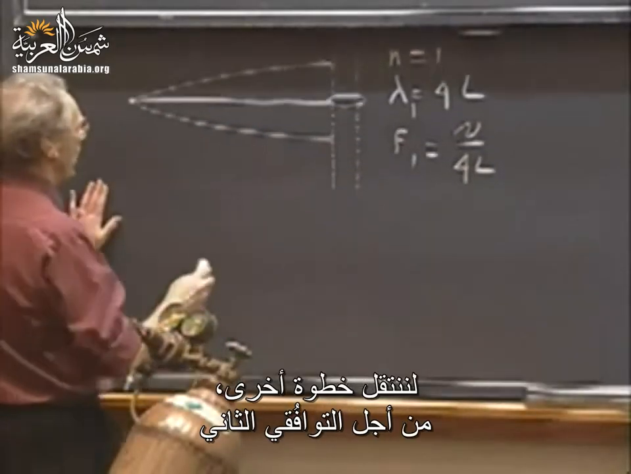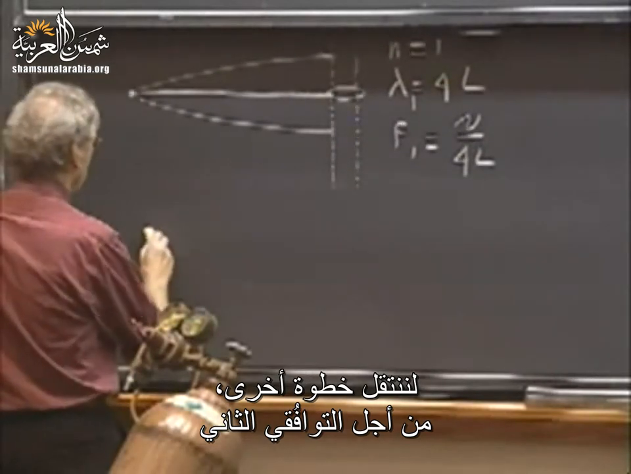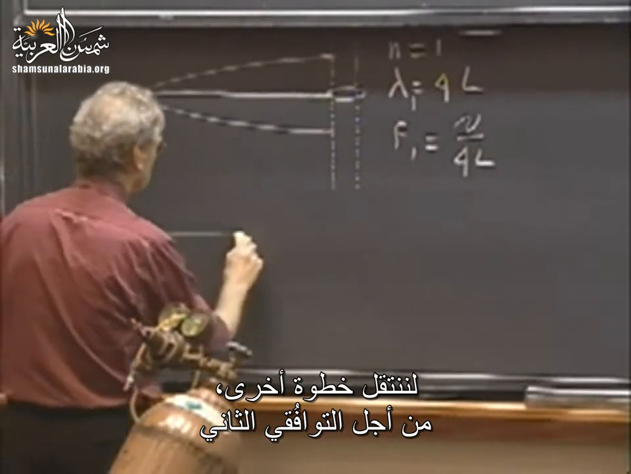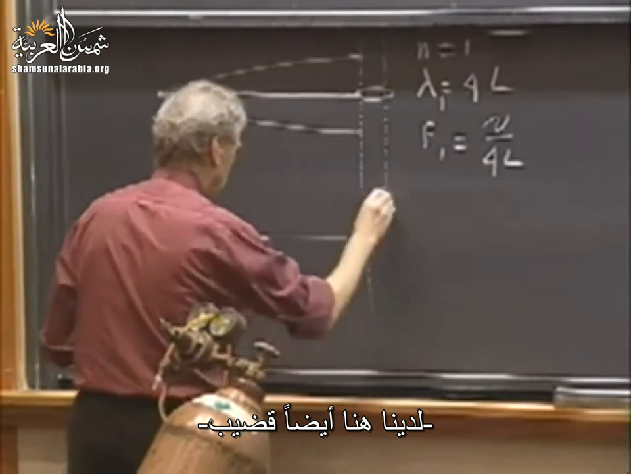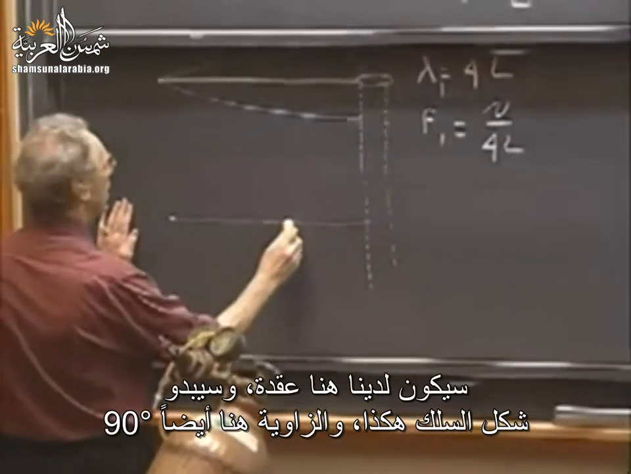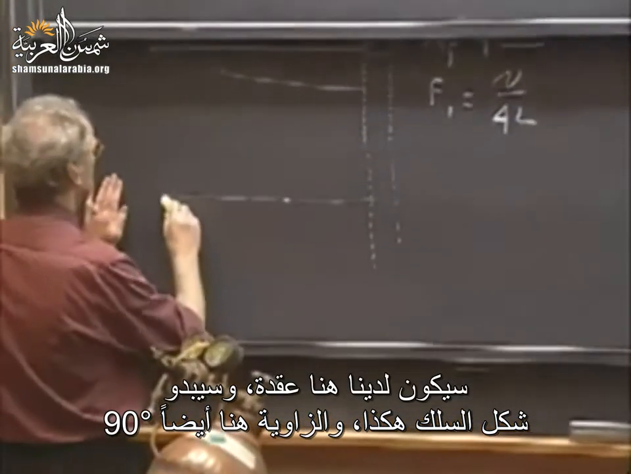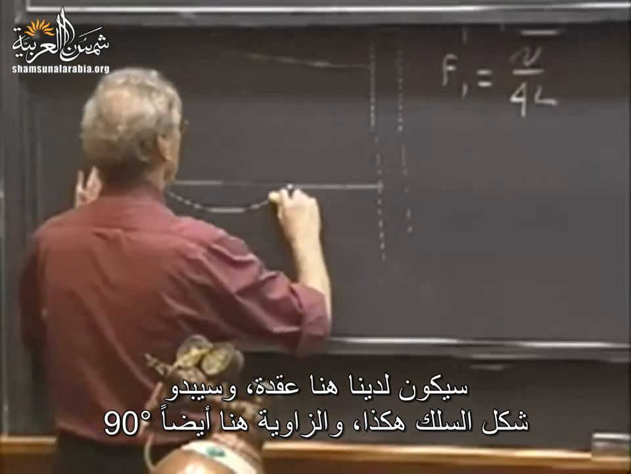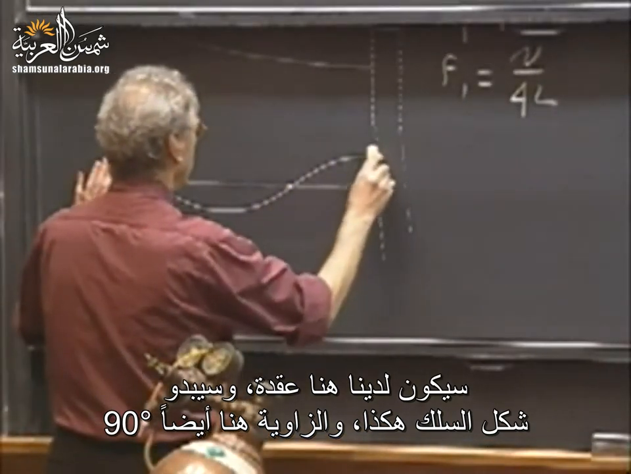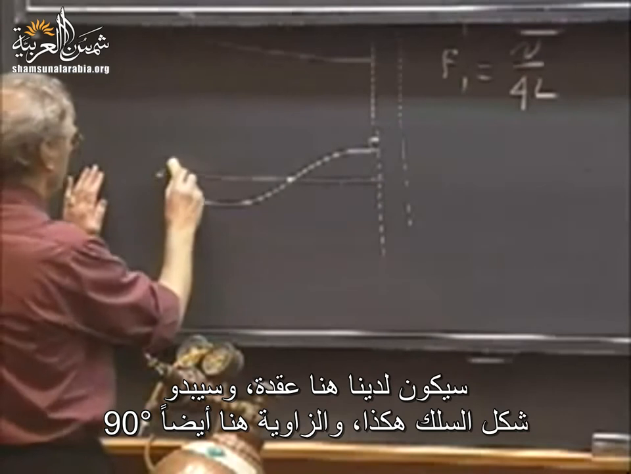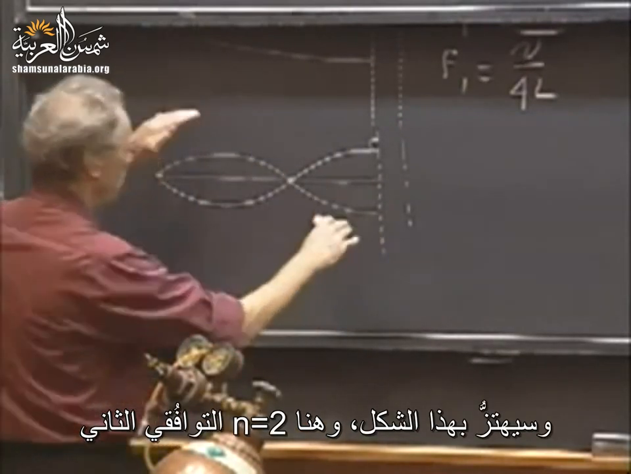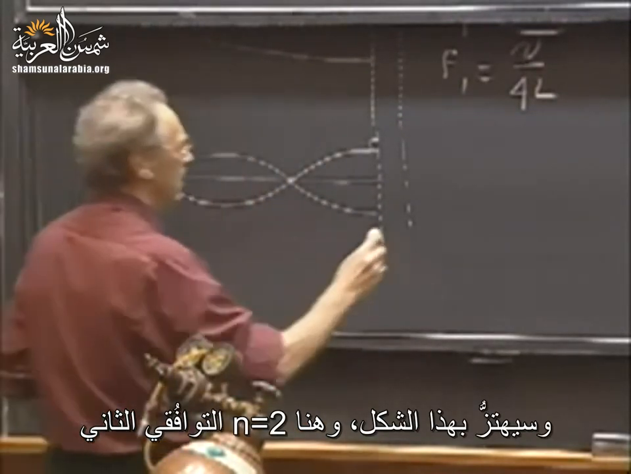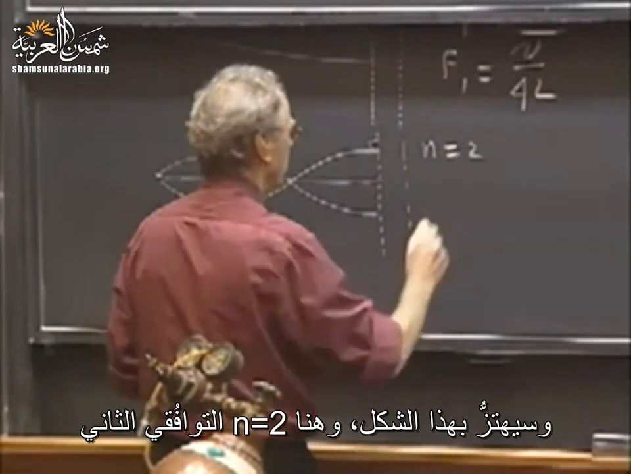So you can go one step further. You can ask now for the second harmonic. So here again is that rod. So now I introduce another node here. And so now the string would look like this. This is again 90 degrees. And as it oscillates, it would move like this. And so now this is n equals 2. This is the second harmonic.